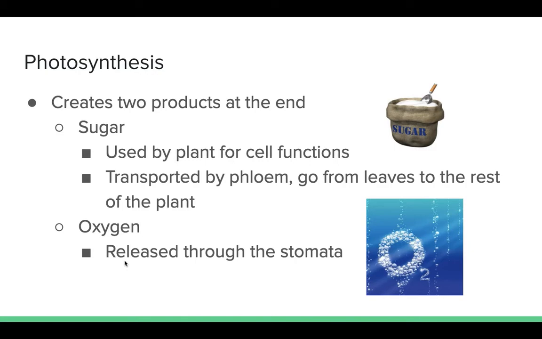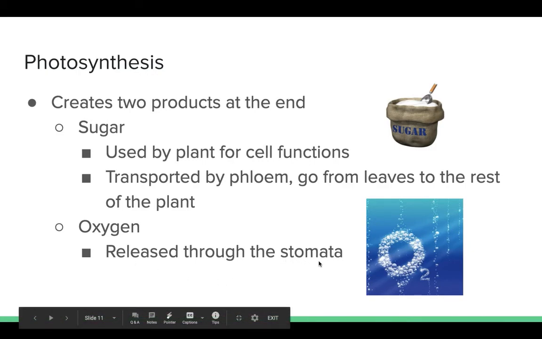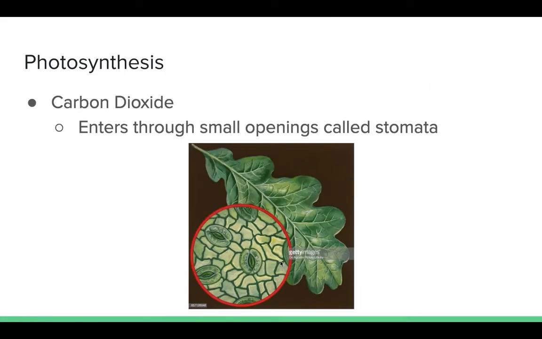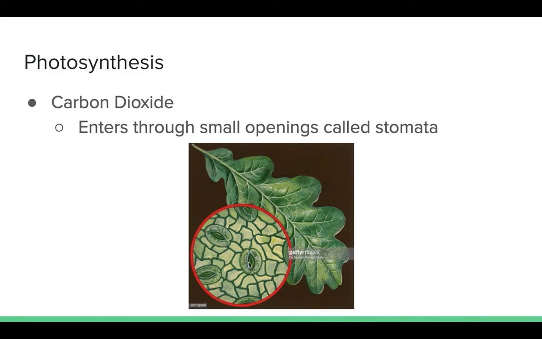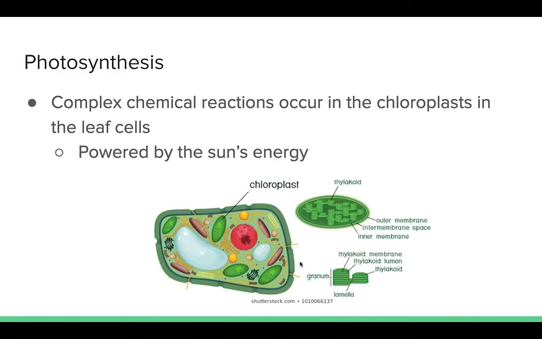So the oxygen it doesn't need is released back out through those small openings in the leaves called the stomata. So if I'm going to go back a couple slides here, these stomata where the carbon dioxide goes in, it also serves as the window where the extra oxygen can go out.